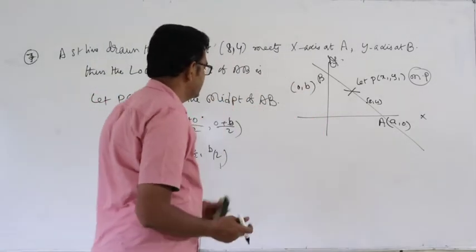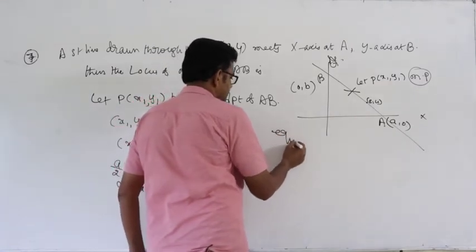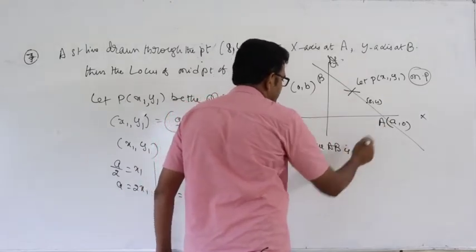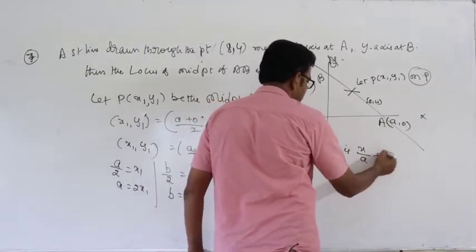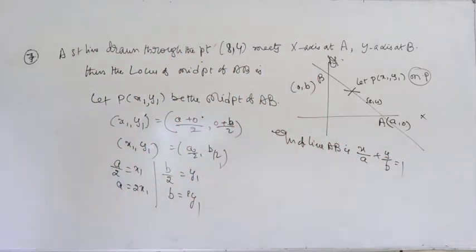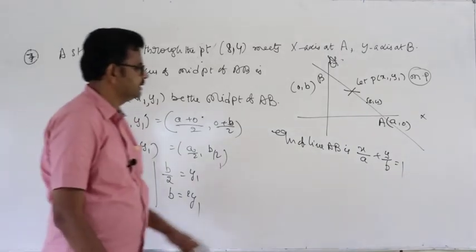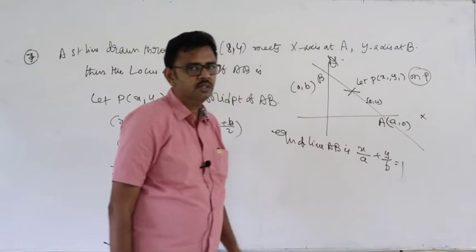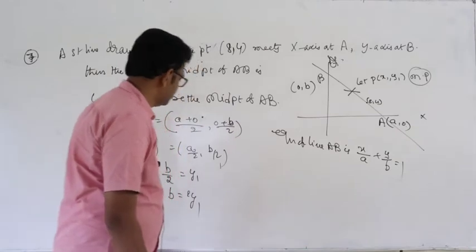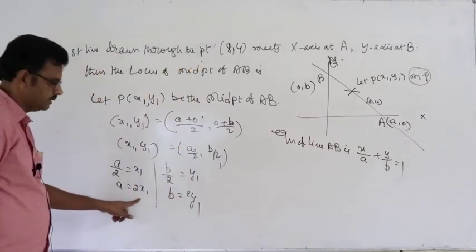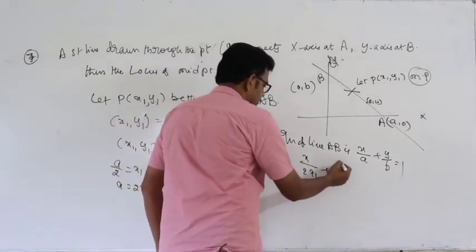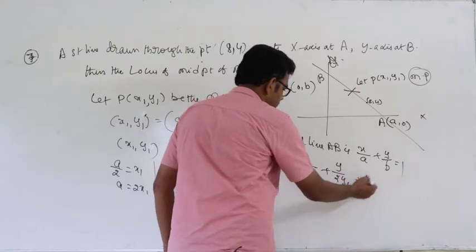So what is the equation of the line AB? The equation of line AB is in intercept form, x/a + y/b = 1. In intercept form, the line cuts the x-axis at (a, 0) and the y-axis at (0, b), then the equation of line AB is x/a + y/b = 1. Where a is 2x1 and b is 2y1, that is x/(2x1) + y/(2y1) = 1.